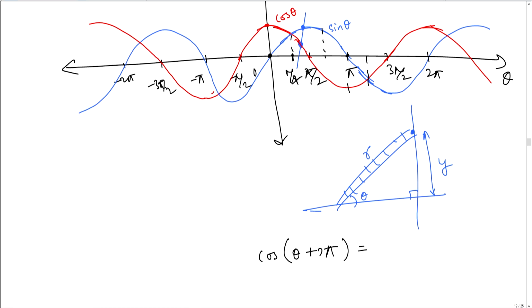And if you have cos of theta plus 2 pi, now because the function repeats itself after 2 pi, this would be the same as cos theta. So at 0 you have the value 1, and after 2 pi you would have again the value 1. So this is equal to cos theta. Similarly, you can do the same for sin theta.